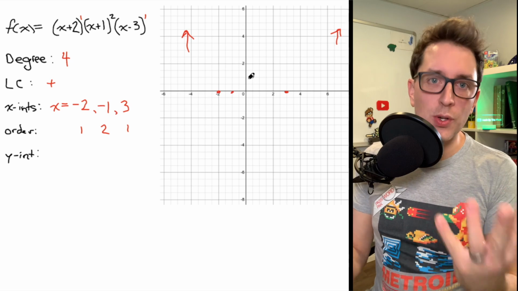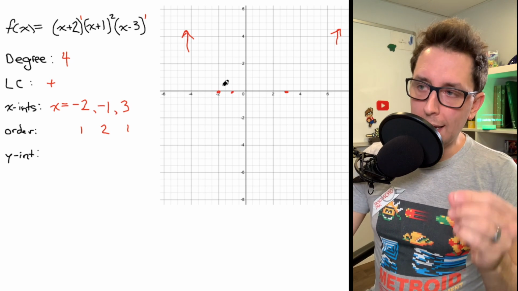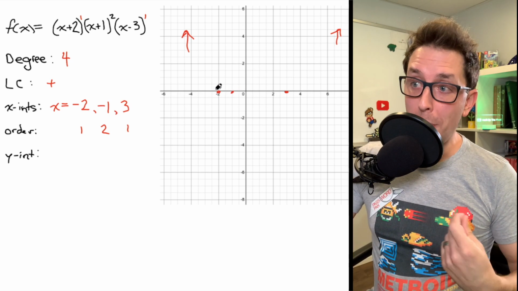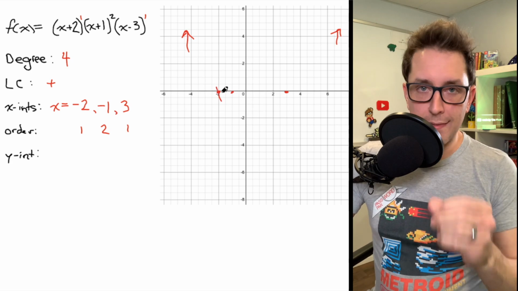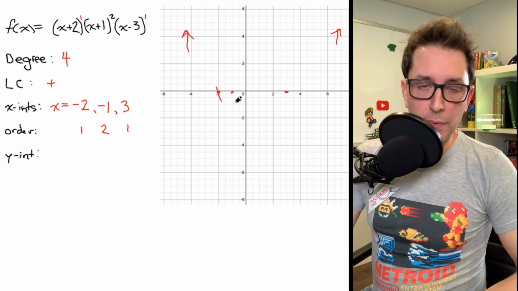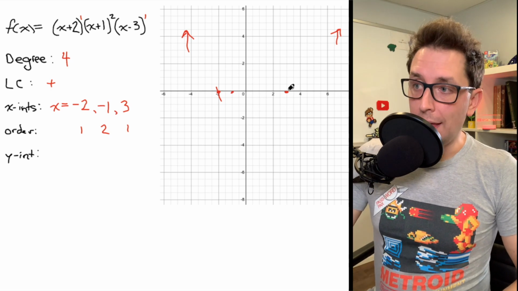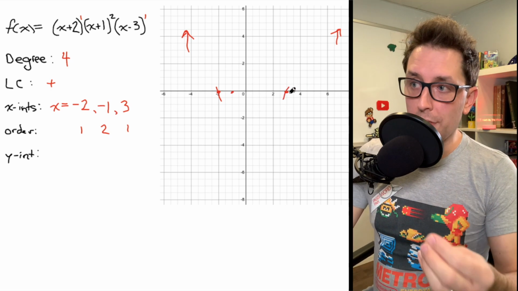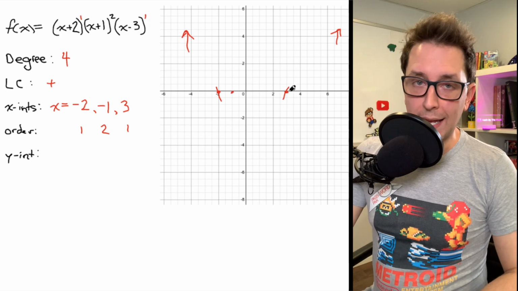Now let's talk about what these orders mean. An order 1 x-intercept means the function is going to pass through the x-axis at that intercept. So at -2, our function is just going to pass right through that x-intercept of -2. And the same is going to be the case at 3. We have an x-intercept of order 1 at 3, so our function passes through the x-axis at 3.